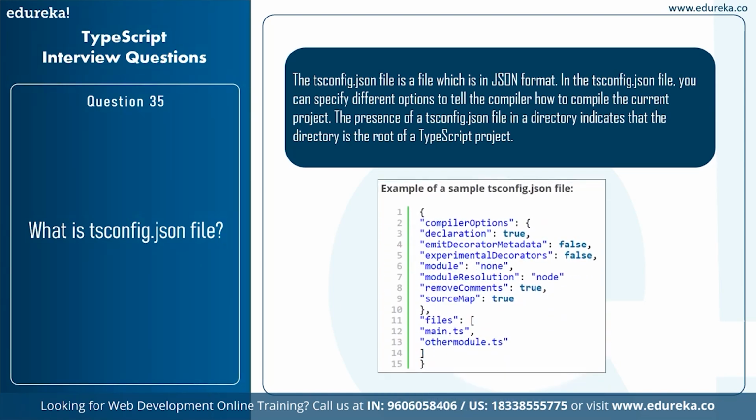Now here is an example of a sample tsconfig.json file. So here we have different compiler options like declaration, then we have emit decorator metadata, experimental decorators, module, module resolution, remove comments, source map, etc. So these are basically different components of the tsconfig.json file.